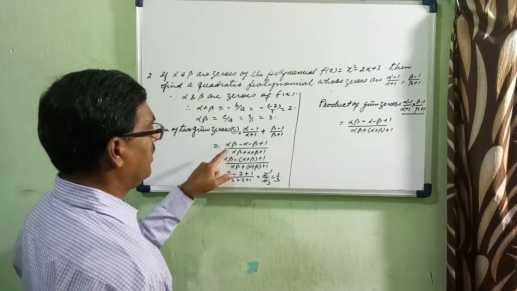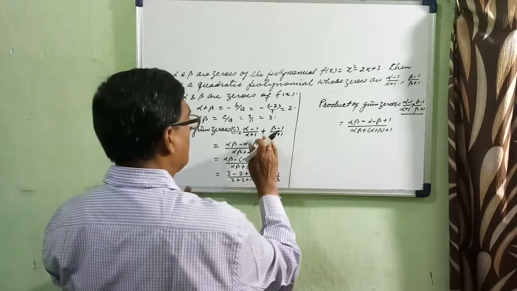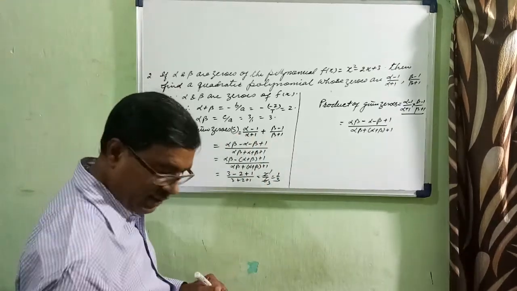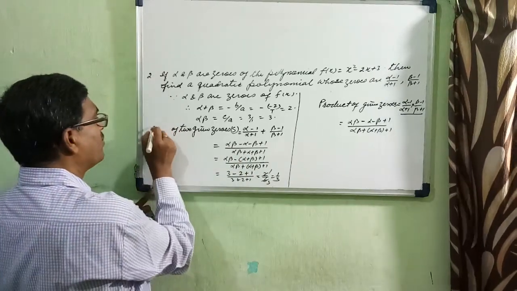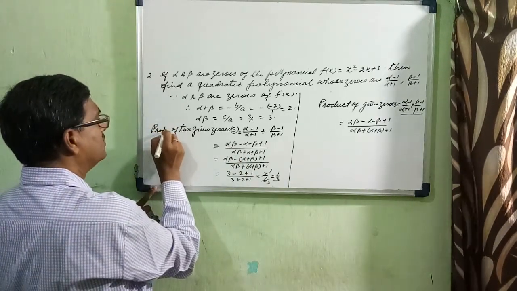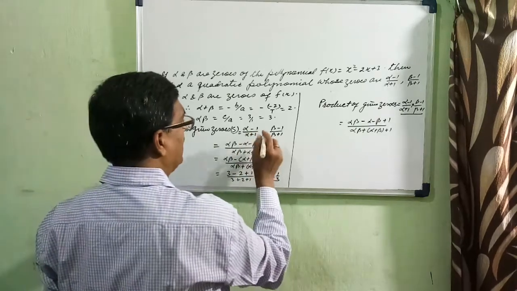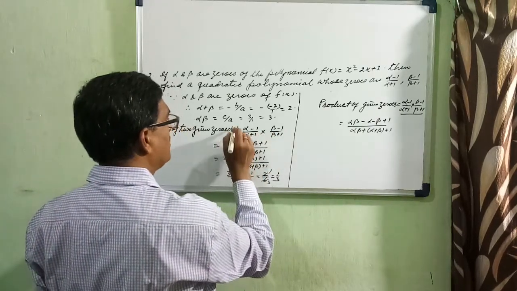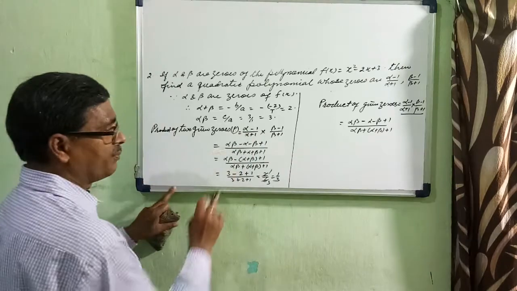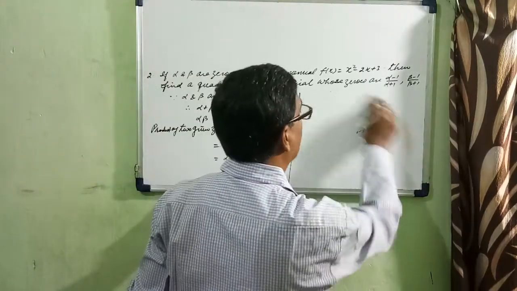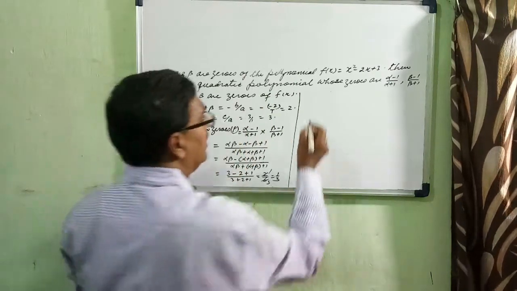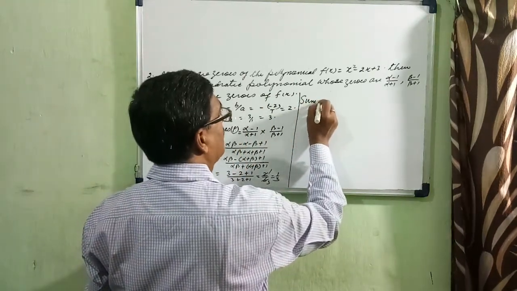Oh, here I made a mistake. I think it is a product here. Actually, it is a product. It is not sum. It is a product of zeros. So here it is a product of zeros, that is your P. This is okay, product of the zeros. Here we have to find out the sum of zeros.